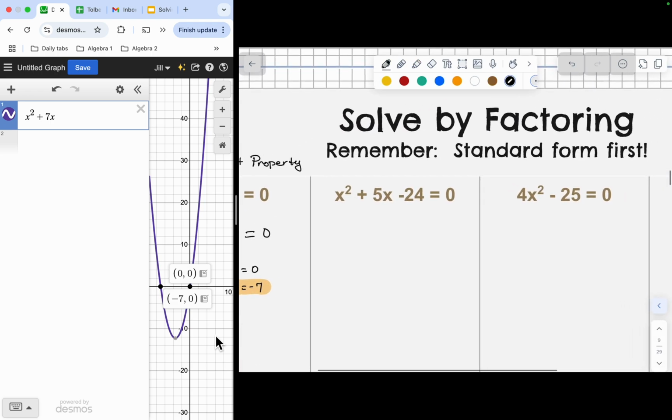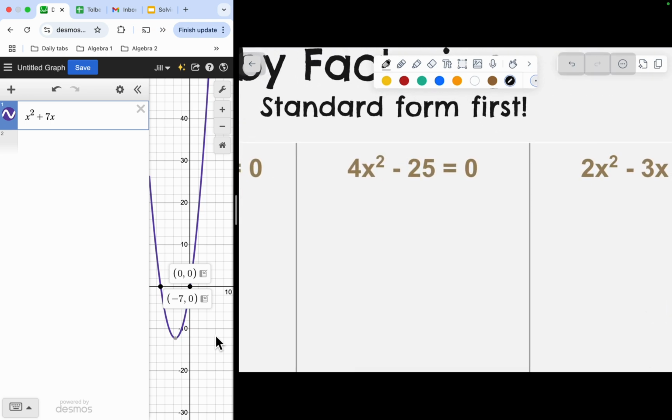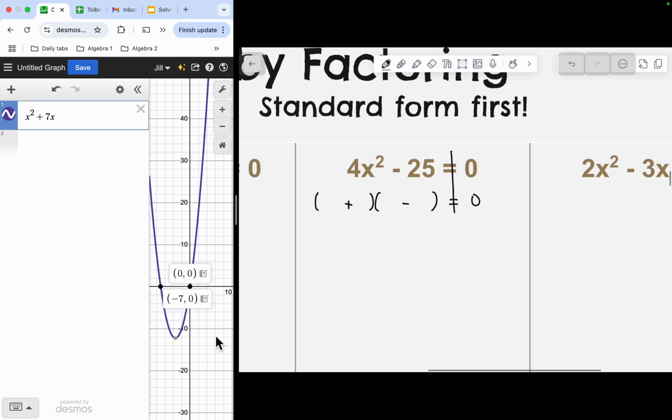Another way we can factor is, I'm going to do this one next, difference of squares. So anytime you have two perfect squares and you have two terms and they're subtracted, this is a factoring pattern called difference of squares. And you can factor difference of squares by simply remembering that it's the product of the sum and the difference of the square roots of each of the terms. So the square root of 4x squared is 2x, and the square root of 25 is 5. So our two factors are 2x plus 5 and 2x minus 5.